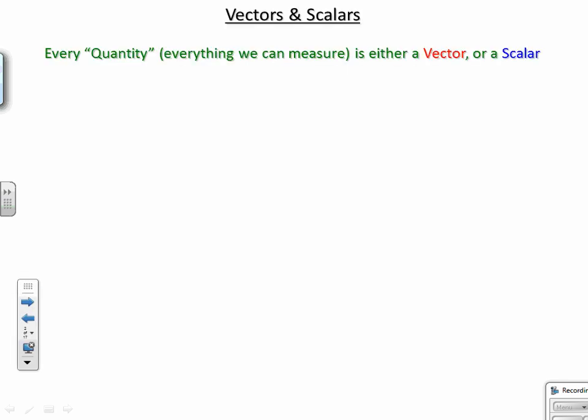All right? And what this gets down to is a major difference in different kinds of quantities, or things we can measure in physics. What we can say is we can break up anything into one of two camps. Everything that we measure is either a vector or a scalar.